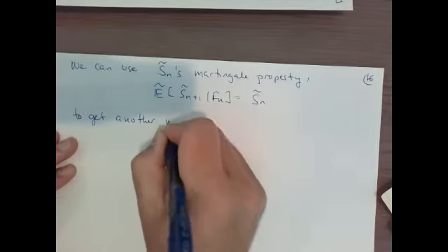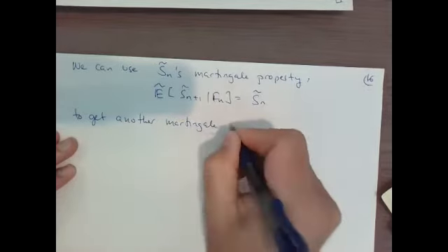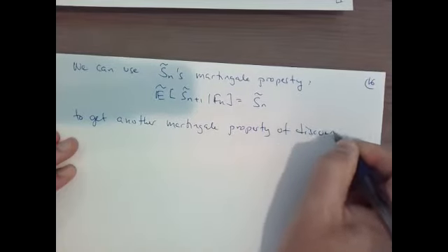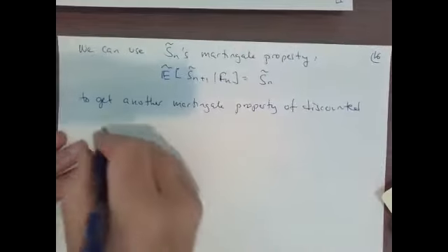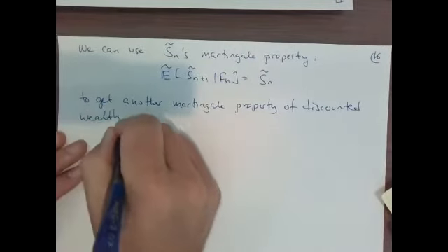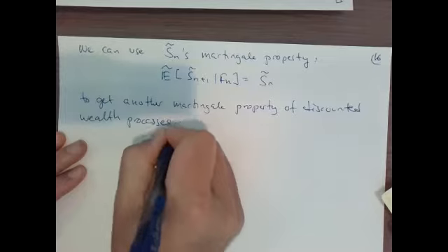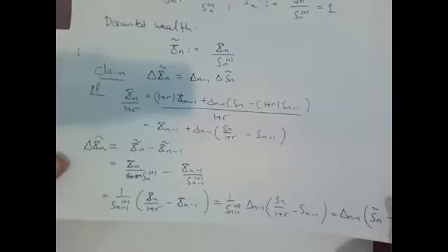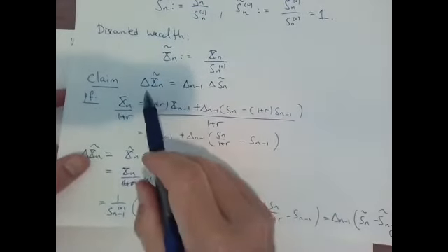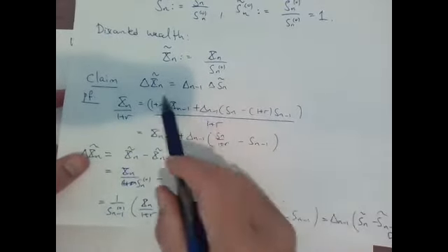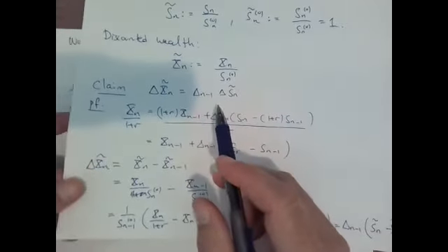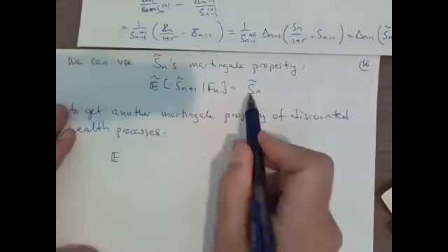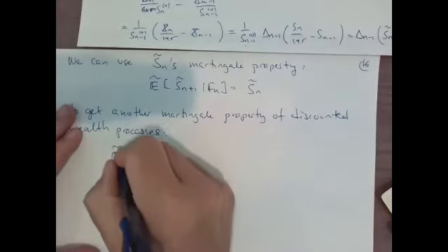To get another martingale property of discounted wealth processes. So that's why this is an important calculation. So I want to use this property here to get that martingale property. So what I'll do is I will start by computing. I'll use this property here, what we had on the previous slide.